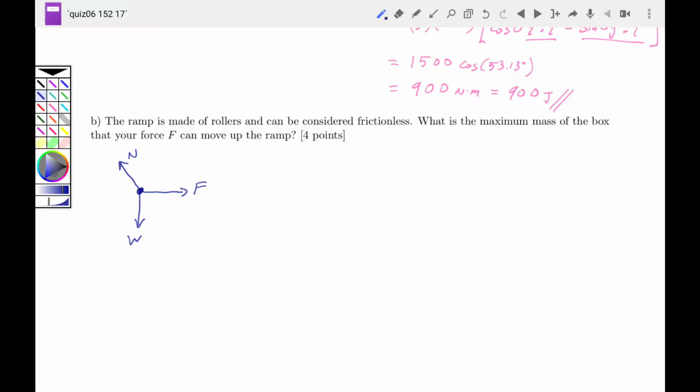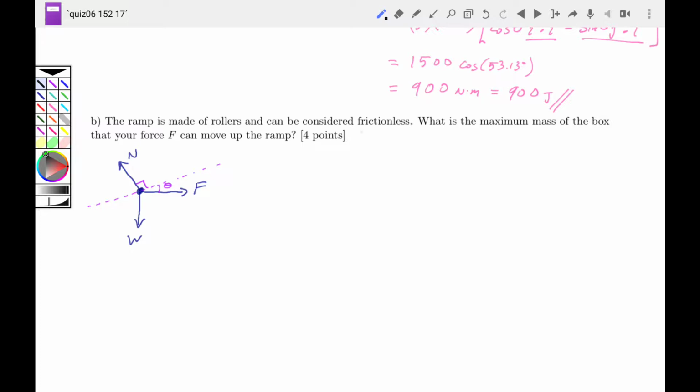So how do we do this? What is the maximum mass of the box that your force F can move up the ramp? I'm going to put in a dotted line the direction of up the ramp. That would have been angle theta. How do we do it? That should be 90 degrees. It's just a sketch.